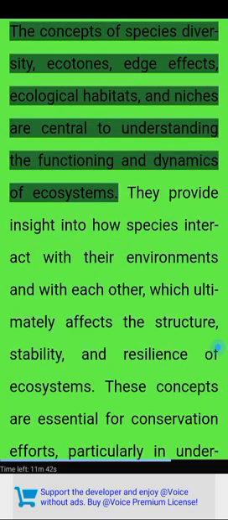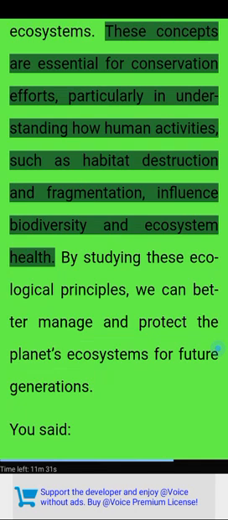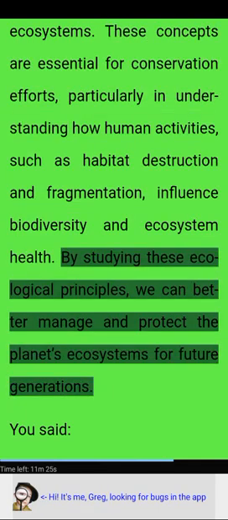Conclusion. The concepts of species diversity, ecotones, edge effects, ecological habitats, and niches are central to understanding the functioning and dynamics of ecosystems. They provide insight into how species interact with their environments and with each other, which ultimately affects the structure, stability, and resilience of ecosystems. These concepts are essential for conservation efforts, particularly in understanding how human activities, such as habitat destruction and fragmentation, influence biodiversity and ecosystem health. By studying these ecological principles, we can better manage and protect the planet's ecosystems for future generations.